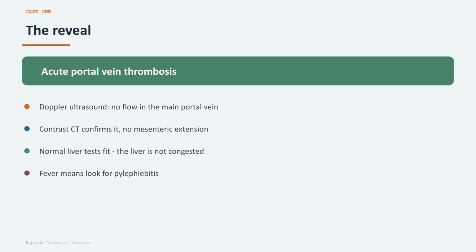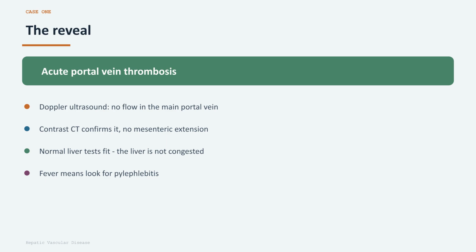This is acute portal vein thrombosis. Doppler ultrasound shows no flow in the main portal vein. Contrast-enhanced computed tomography confirms it and shows the clot has not extended into the mesenteric veins. Her liver tests are normal, and that fits perfectly.